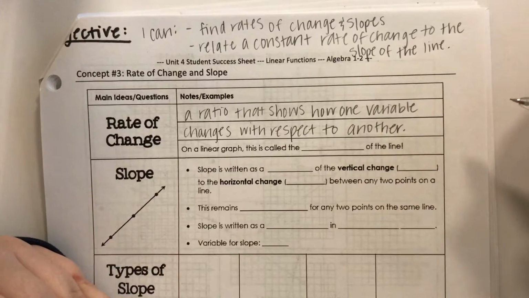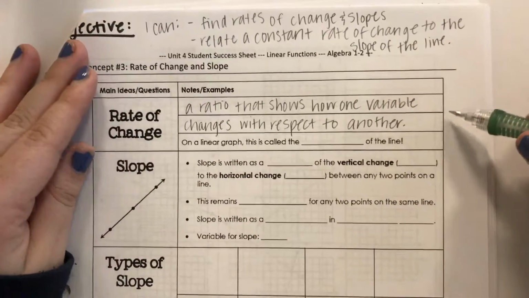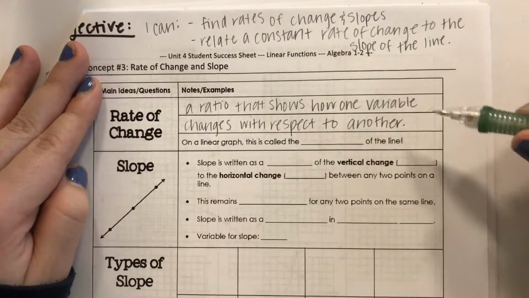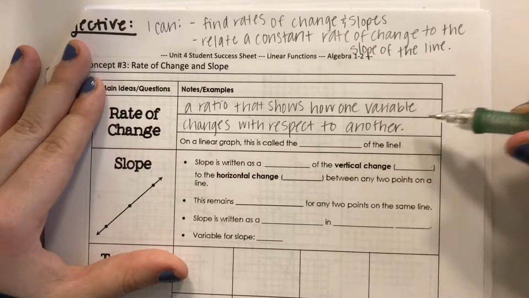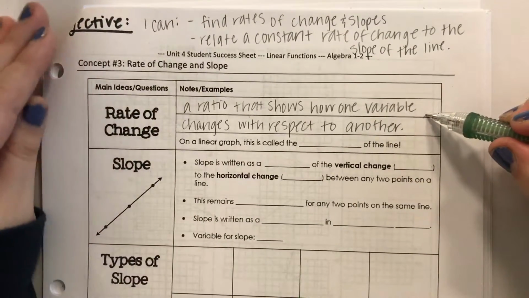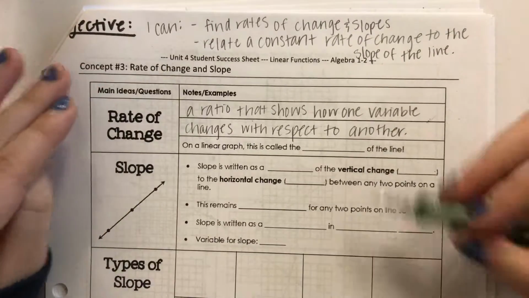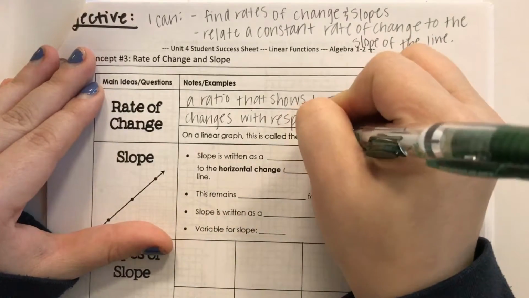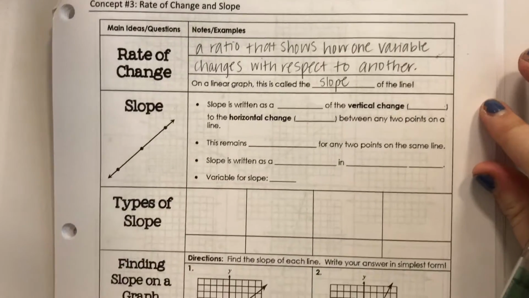So remember when we did writing equations and we looked at the table and we said, okay, well, let's figure out how much x is going up by and how much y is going up by, and then write a ratio with y on top and x on the bottom. That's what a rate of change is. That was what we were doing. We were figuring out the rate of change between the two variables. Okay? So on a linear graph, this is called the slope of the line. So rate of change and slope are the same thing.